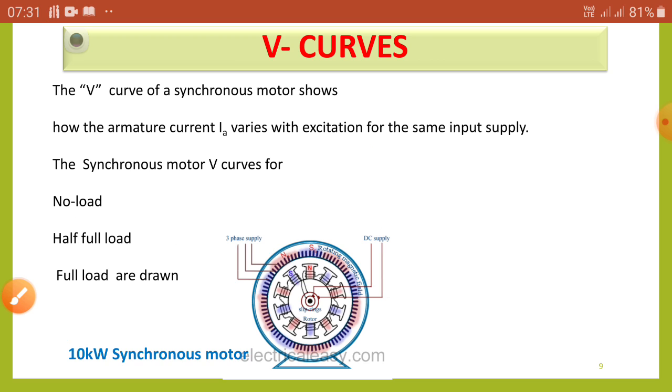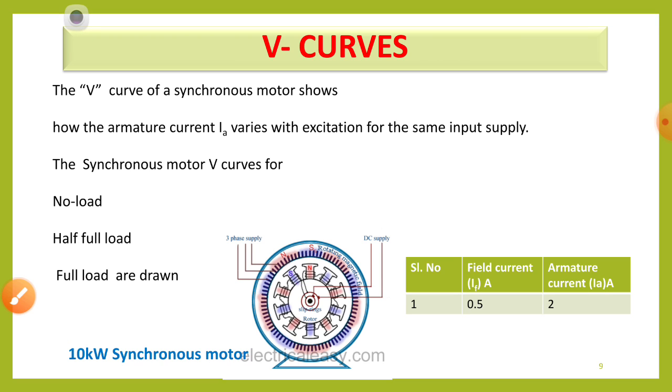I think you have some idea. Now, based on this table, serial number, field current and armature current for the V curves. Serial number 1, field current may be 0.5 amperes. At that condition, what is the armature current? Whether it is 2 amperes, 3 amperes or 5 amperes, based on 10 kilowatts, P is equal to root 3 VLL IL cos phi. So we are going to get the rated current, which you can take as nearly the current.